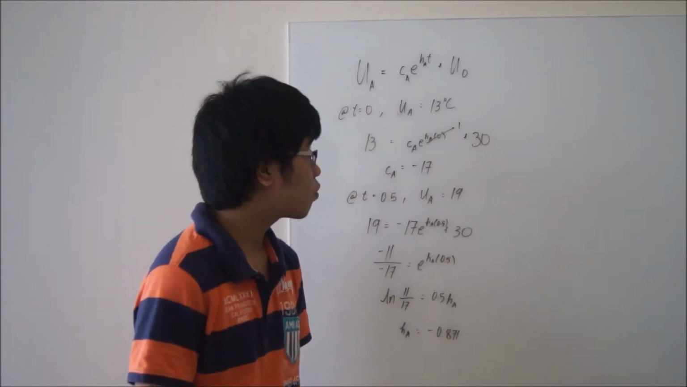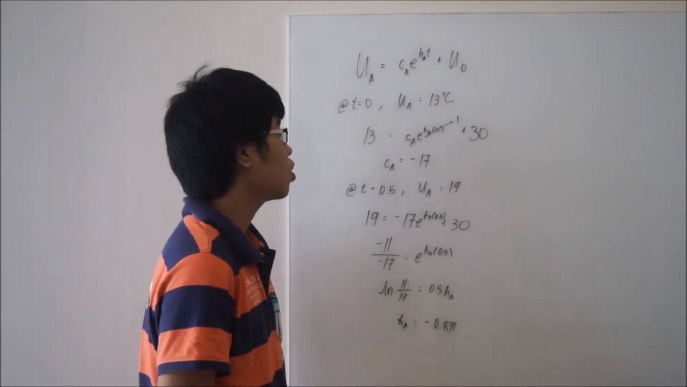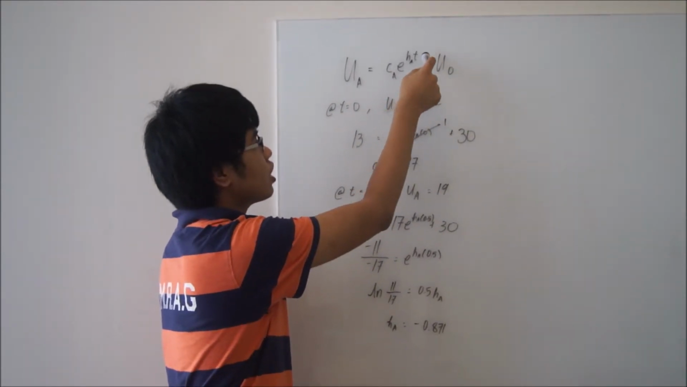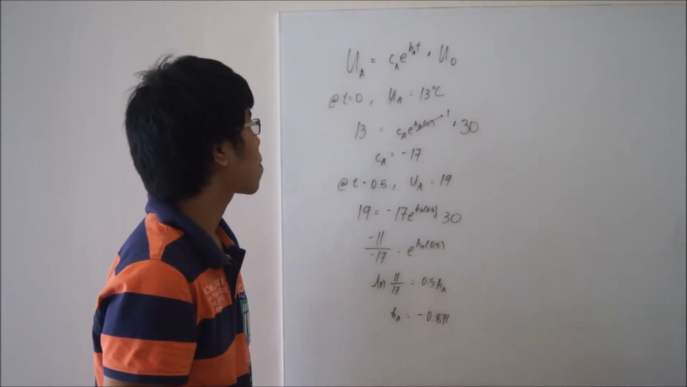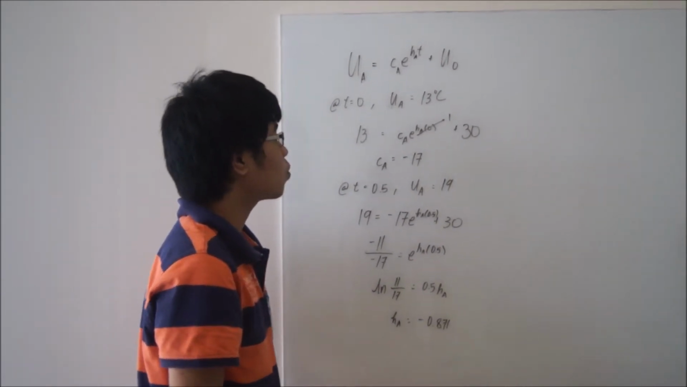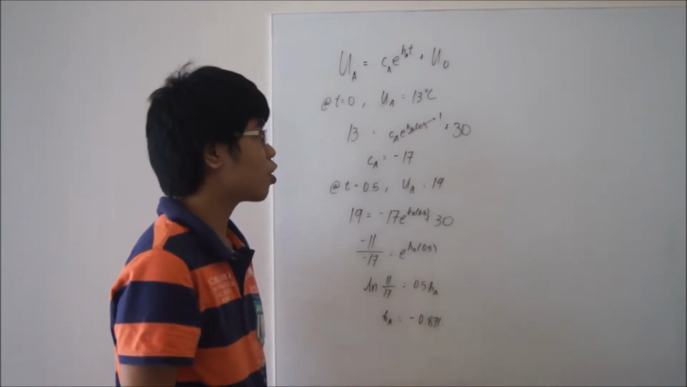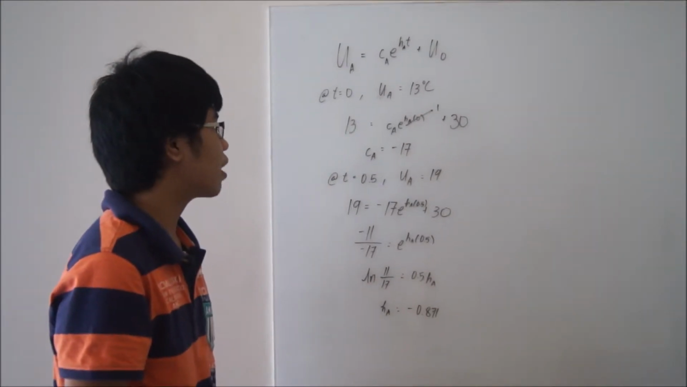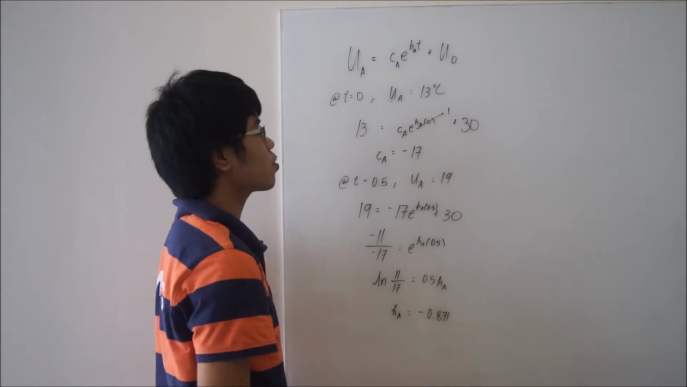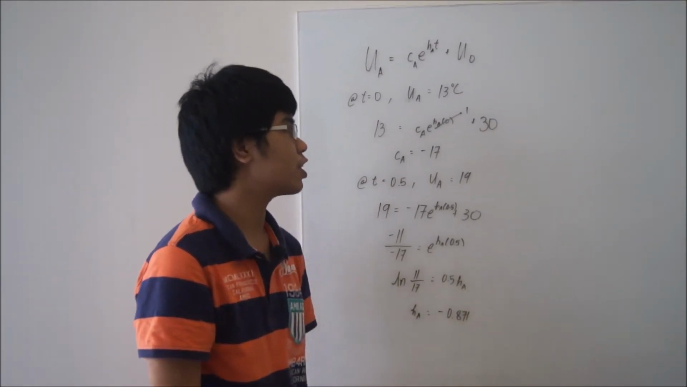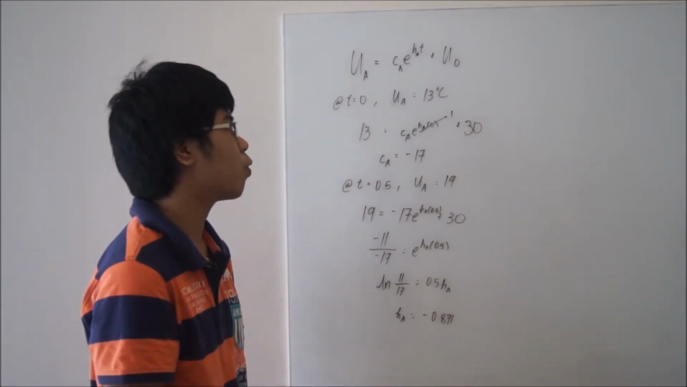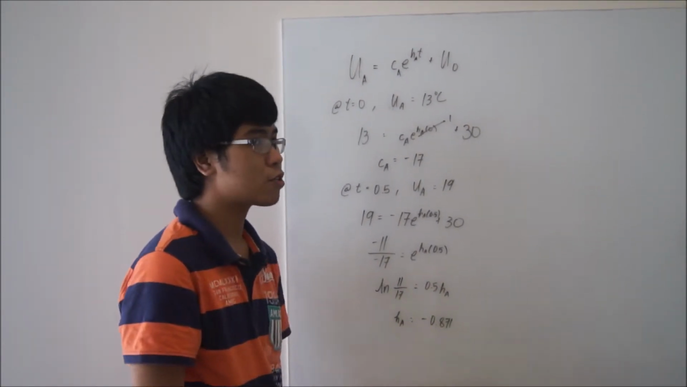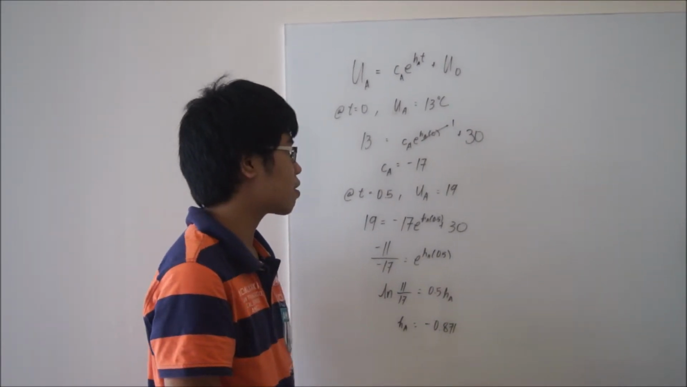Now that we've derived the formula for the general equation, we have UA equals CA e raised to HAT plus U sub naught. Now, at T equals 0, we know that the temperature of the cold dessert is equal to 13 degrees Celsius. Now, substituting these values, we get 13 is equal to CA e raised to 0 plus 30, and we know that e raised to 0 is simply 1. Now, simplifying the equation, we obtain the result of CA equals negative 17.